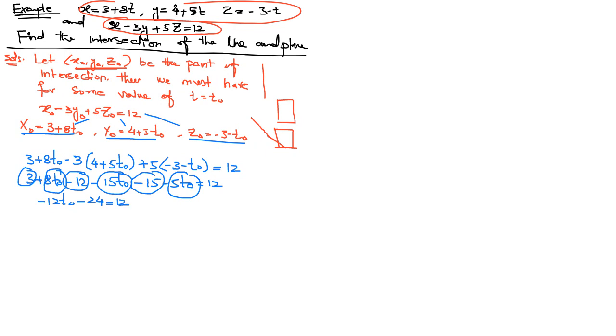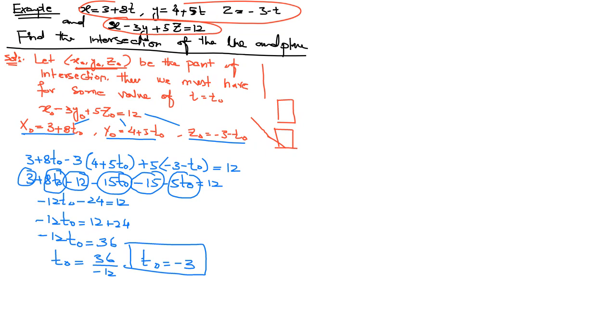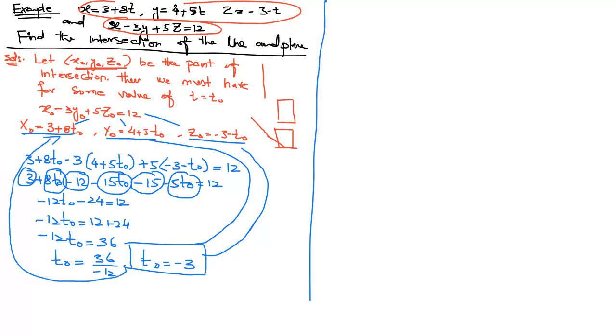3 minus 12 minus 15 will become minus 24, is equal to 12. So minus 12 t naught is equal to 12 plus 24, minus 12 t naught is equal to 36, t naught is equal to 36 divided by minus 12. So t naught is equal to minus 3. Now put minus 3 in z, in y, and in x, so you will get the point.